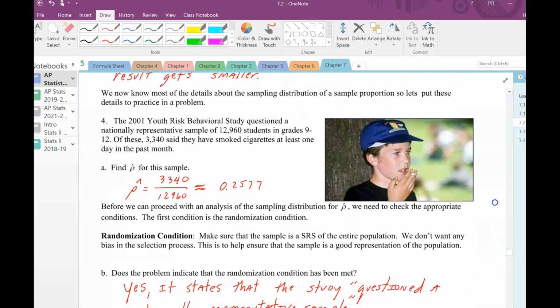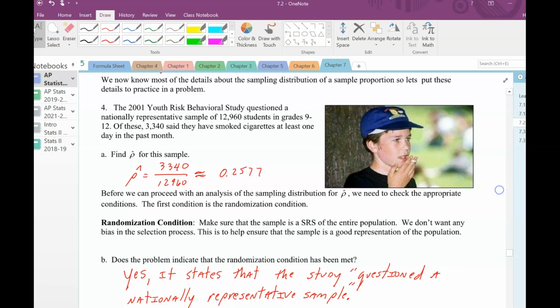Okay, so let's talk about a new scenario and see how we're going to apply these conditions. It says we now know most of the details of the sampling distribution of a sample proportion, so let's put them to use. Question number 4, the 2001 Youth Risk Behavioral Study questioned a nationally representative sample of 12,960 students in grades 9 through 12. Of these, 3,340 said they have smoked cigarettes at least one day in the last month.